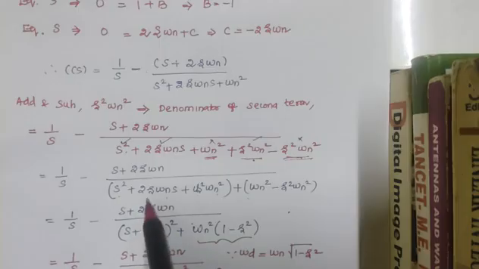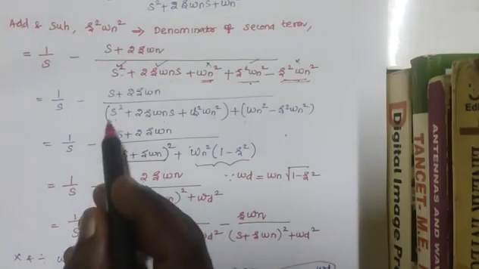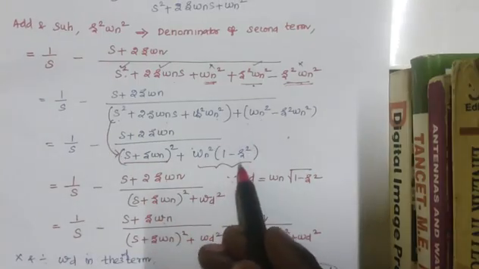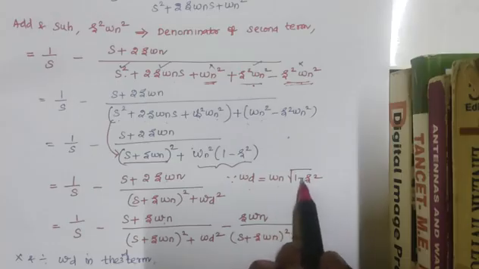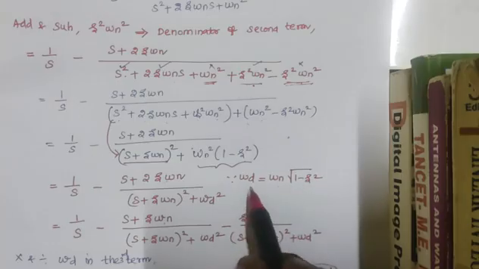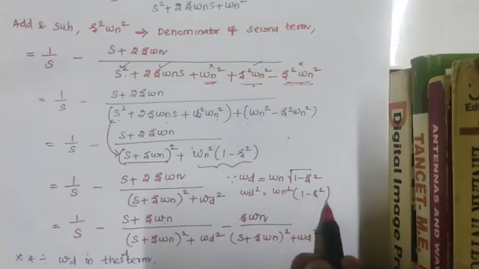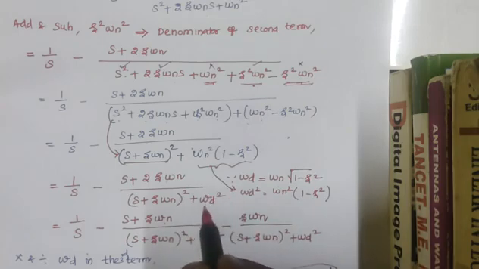This becomes a plus b the whole square. I have written here, you see, s plus psi omega n the whole square for this one, plus you take omega n square outside, you will get 1 minus psi square. You know that omega d can be written as omega n square root of 1 minus psi square. So what is omega d square now? Omega d square is equal to omega n square into 1 minus psi square, the root gets cancelled. So this term is nothing but omega d square. That's why I have substituted here.